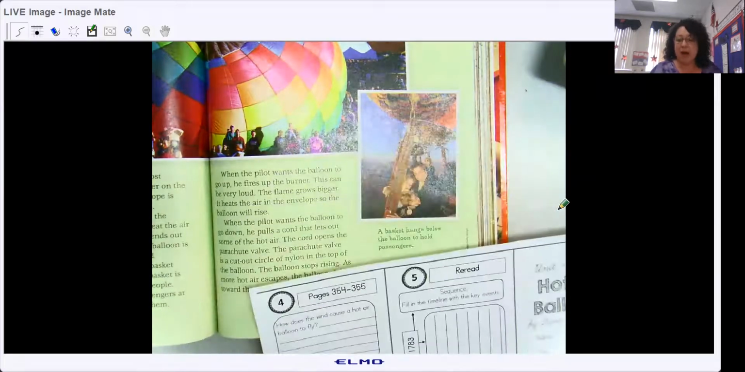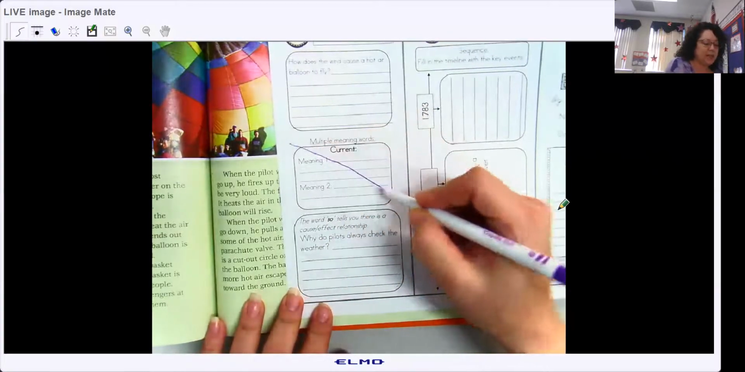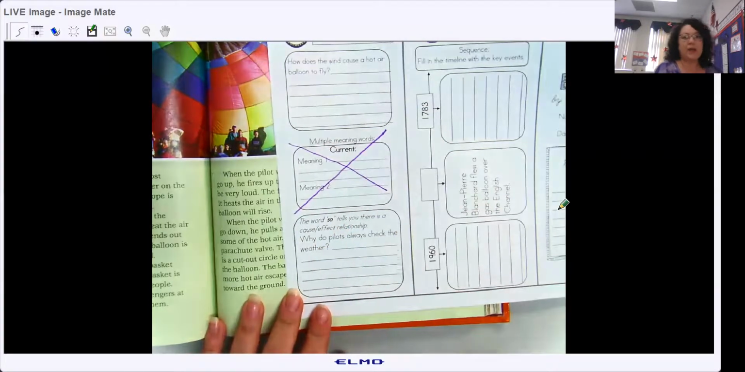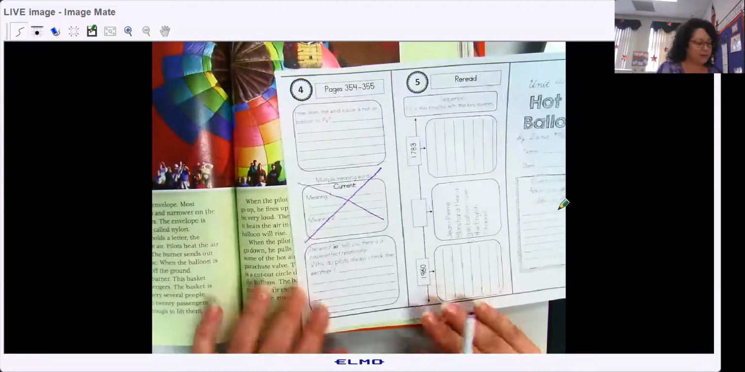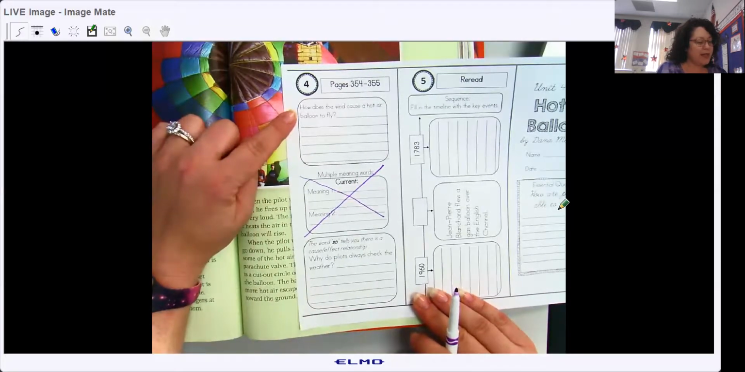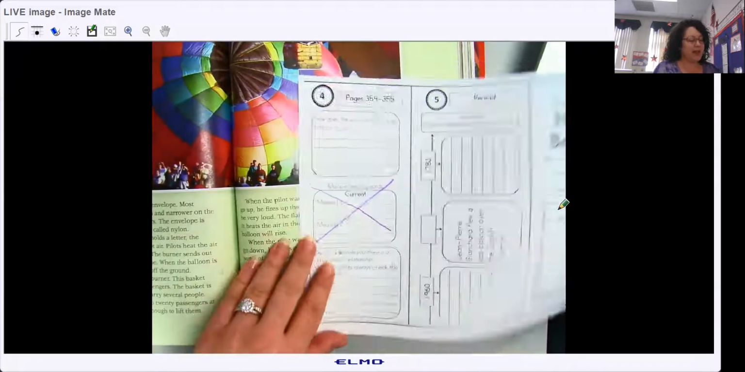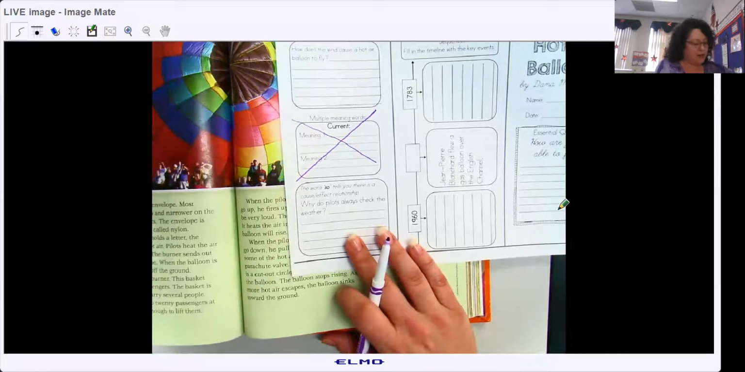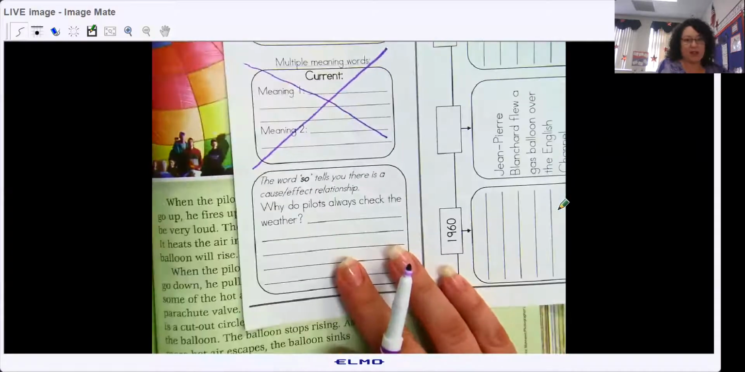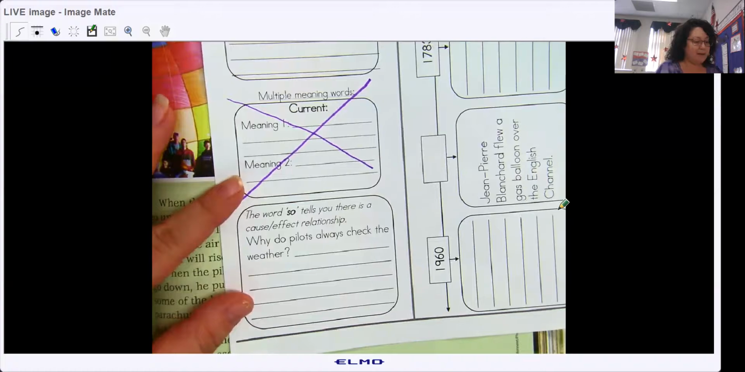So you're going to finish box 3. You're going to complete box 4. This is another multiple meaning word. I'm going to go ahead and cross it off. If you want to fill it out, you can. How does the wind cause a hot air balloon to fly? So that's on the next 2 pages. The word so tells you cause and effect. Why do pilots always check the weather? We can probably figure that out without reading it, but you still need to read it.